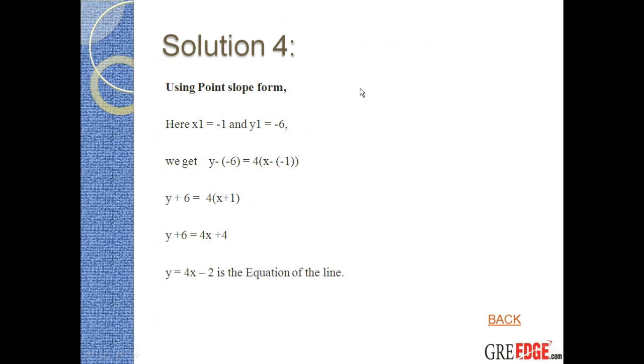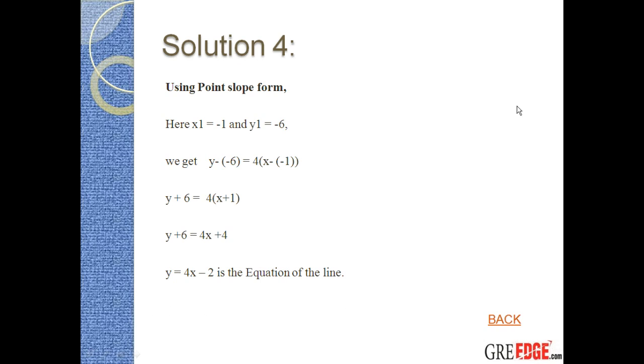x1 is -1, y1 is -6. For point slope form, it is y minus y1 equal to y2 minus y1 by x2 minus x1 into x minus x1. So we can find the slope by the formula y2 minus y1 by x2 minus x1. That would be 4, and we have x1 as -1, y1 as -6. So y minus -6 is equal to 4 into x minus -1. So that will be y plus 6 is equal to 4 into x plus 1. So y plus 6 is equal to 4x plus 4. So we have the equation of the line as y equal to 4x minus 2.